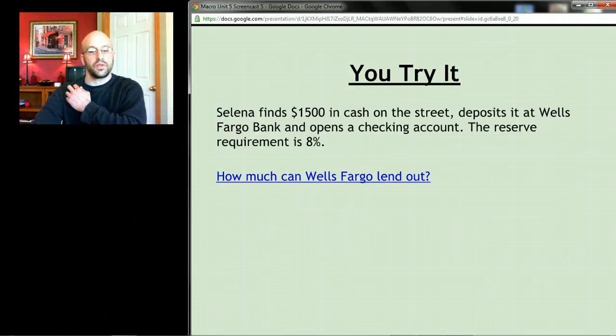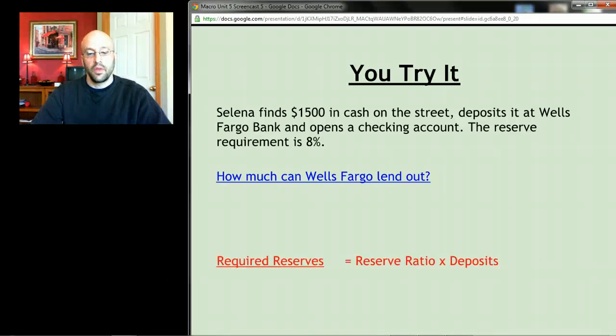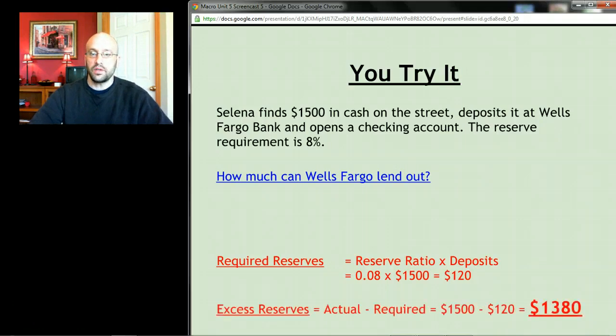All right, let's deal with the first question. How much can Wells Fargo lend out? Required reserves is equal to the reserve ratio times the amount of deposits. Here the reserve ratio is 8% and the amount of deposits are $1,500. So required reserves would be $120. That's how much they have to throw in the vault and keep it there or keep at the Federal Reserve Bank. Excess reserves would be the difference. So $1,500 minus $120 means $1,380. That's how much Wells Fargo could lend out, and that's how much new money Wells Fargo itself could create.